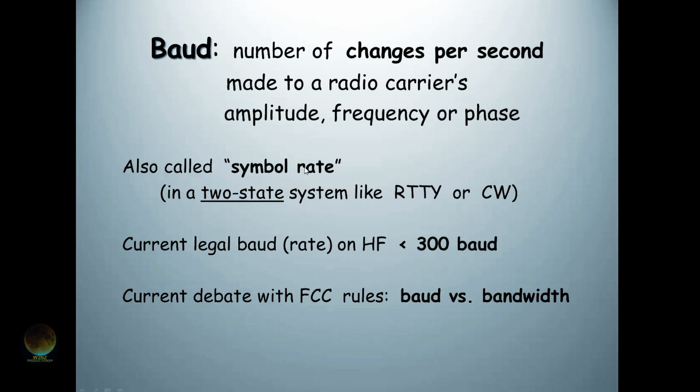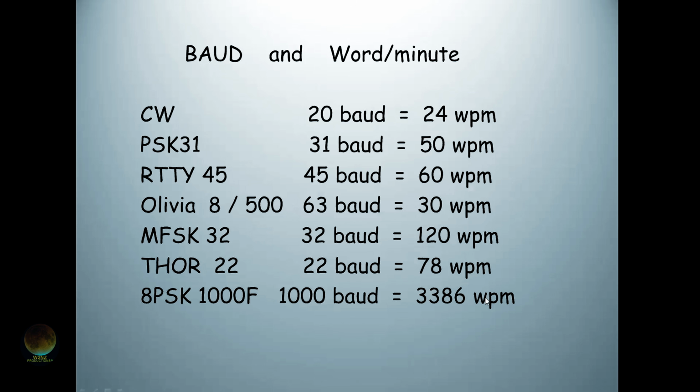So the baud rate is the symbol rate if there's just two possibilities. Currently on HF, we're restricted to 300 baud. That's a legal thing in the US. A lot of the debate now is, why don't we drop that and just have a bandwidth rate? That's another hour talk. Not going to do that. But it's kind of an interesting argument among the digital operators.